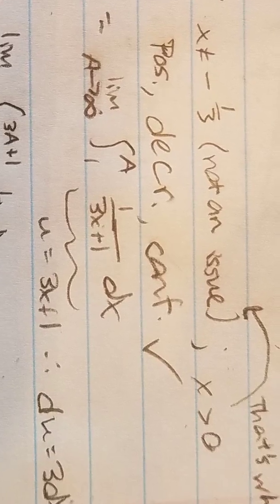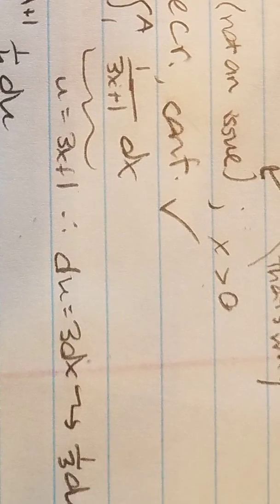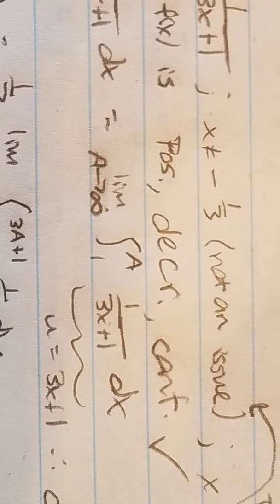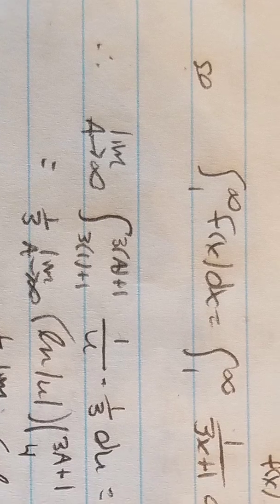That's just a simple u substitution. Like I said, this is a pretty easy problem. u is going to be 3x plus 1. du is 3dx. Therefore, 1/3 du is dx. So you plug that in, you get the limit as a goes to infinity.